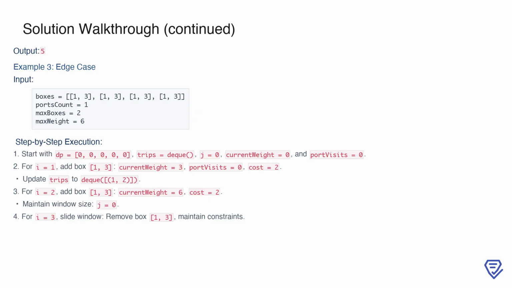Starting with dp equals [0, 0, 0, 0, 0], and the same initial variables, we examine the first two boxes, both [1, 3]. For i equals 1, adding the first box sets current weight equals 3 and the cost to 2. We update the deque to [1, 2]. For i equals 2, adding the second box reaches the weight limit of 6, and the cost remains 2. Because we cannot exceed the max boxes limit of 2, the window size is maintained by keeping j equals 0.